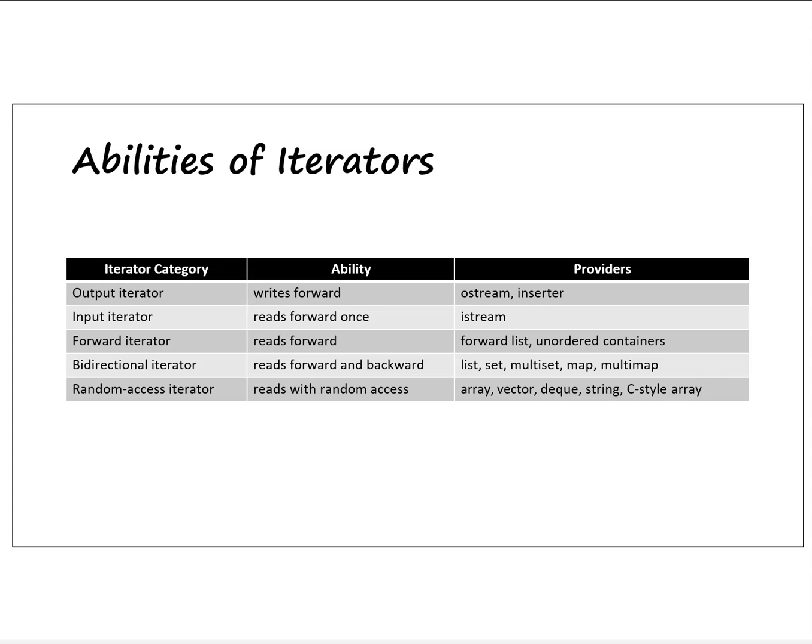Bi-Directional Iterator, you can read forward and backwards, good for list, set, other things that we probably won't cover all of these in this course. And a random access iterator, useful for arrays, vectors, decks, all sorts of fun stuff.